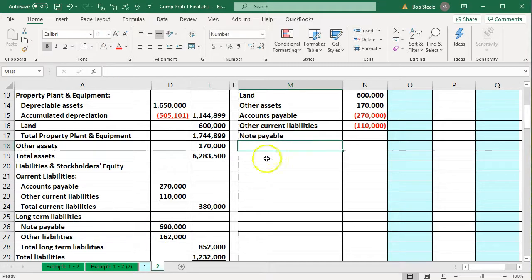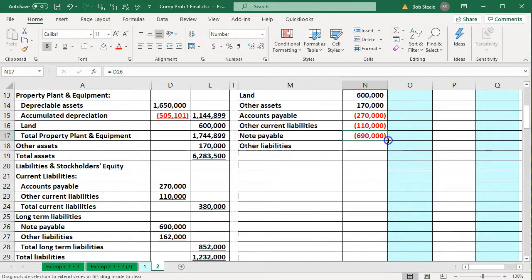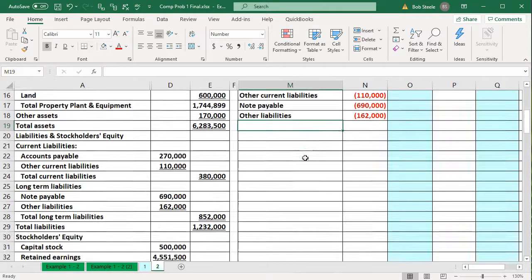So enter, put my cursor back on it, fill handle, left click, drag down, other liabilities. Then we're going to pick up the number, not equals, but negative, because I want to take that number and flip the sign, dragging over or scrolling down to the 690,000, enter, putting my cursor back on that number and putting my cursor on the autofill handle, left clicking and dragging down. Then we're going to see what else we have down here. I think that brings us down to the equity section.